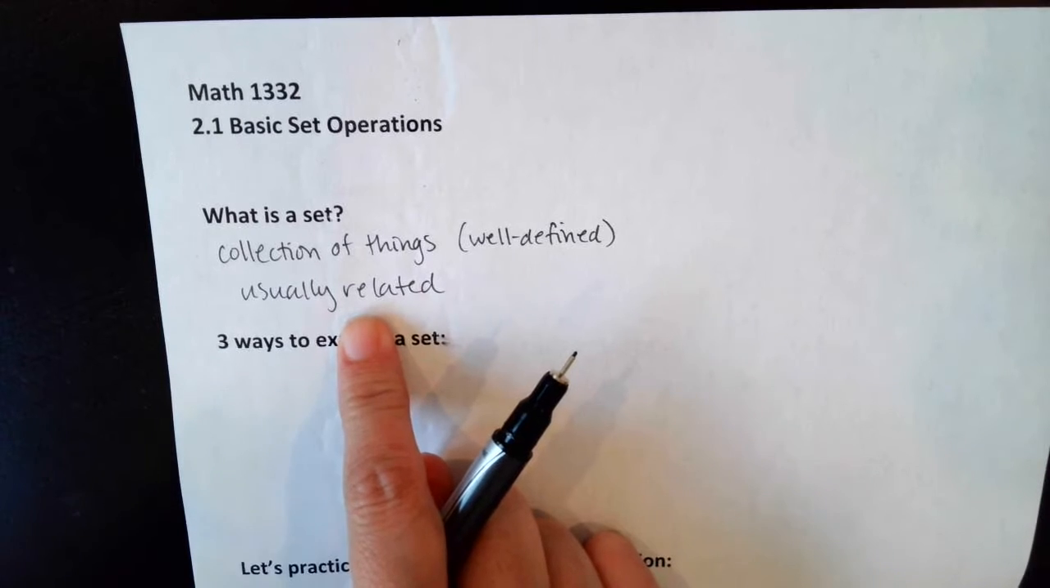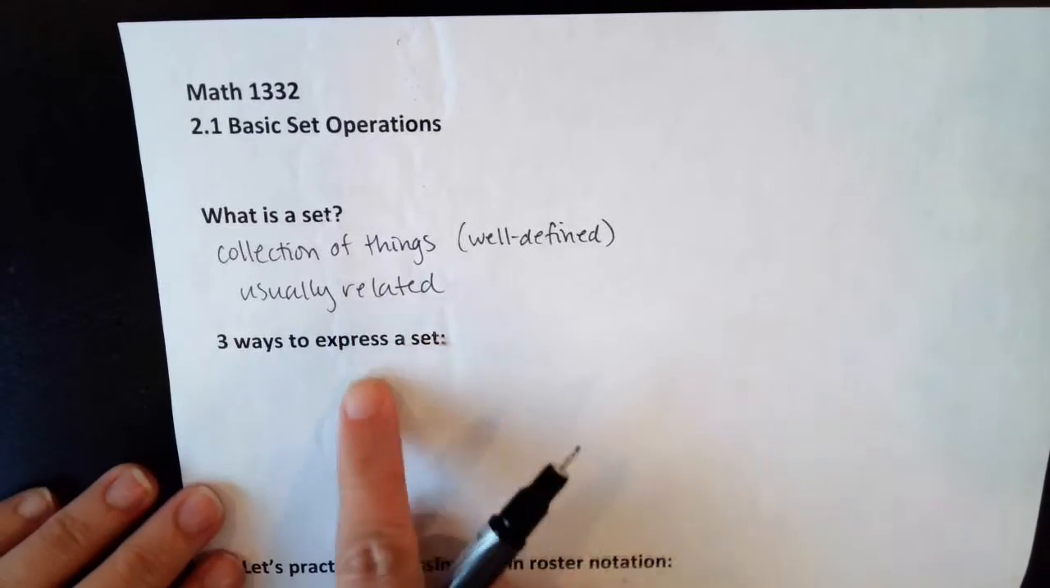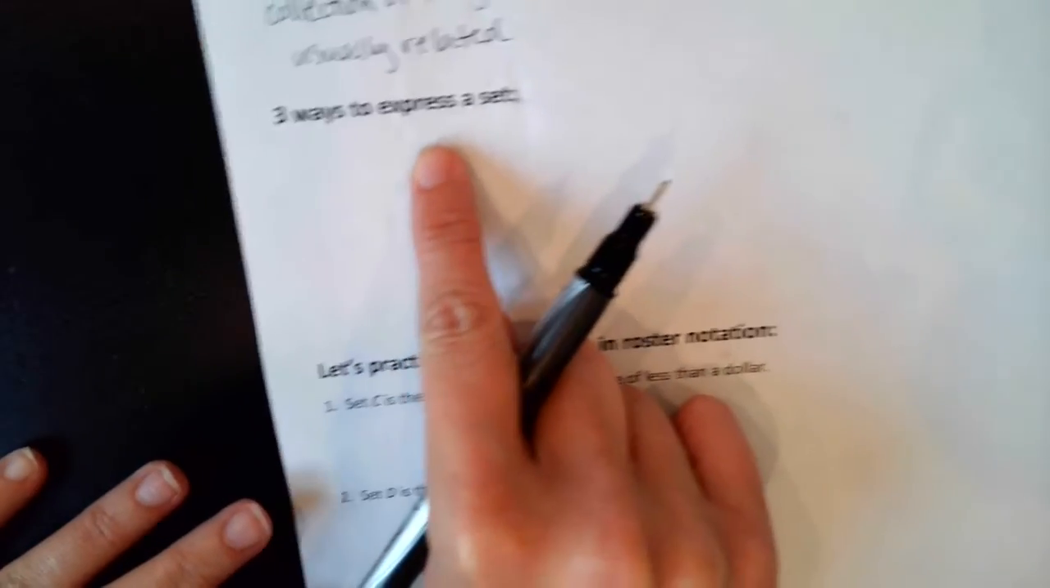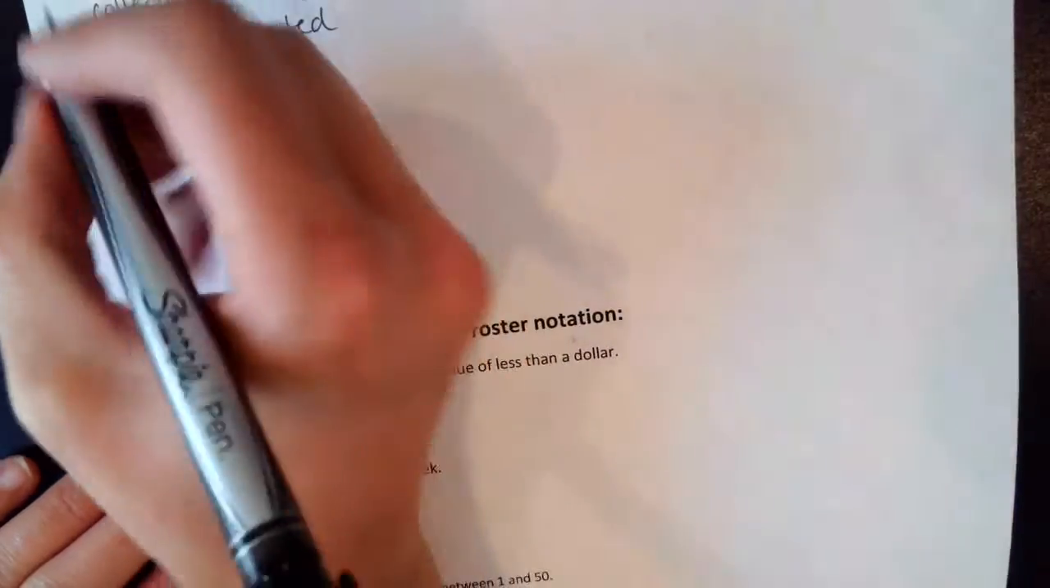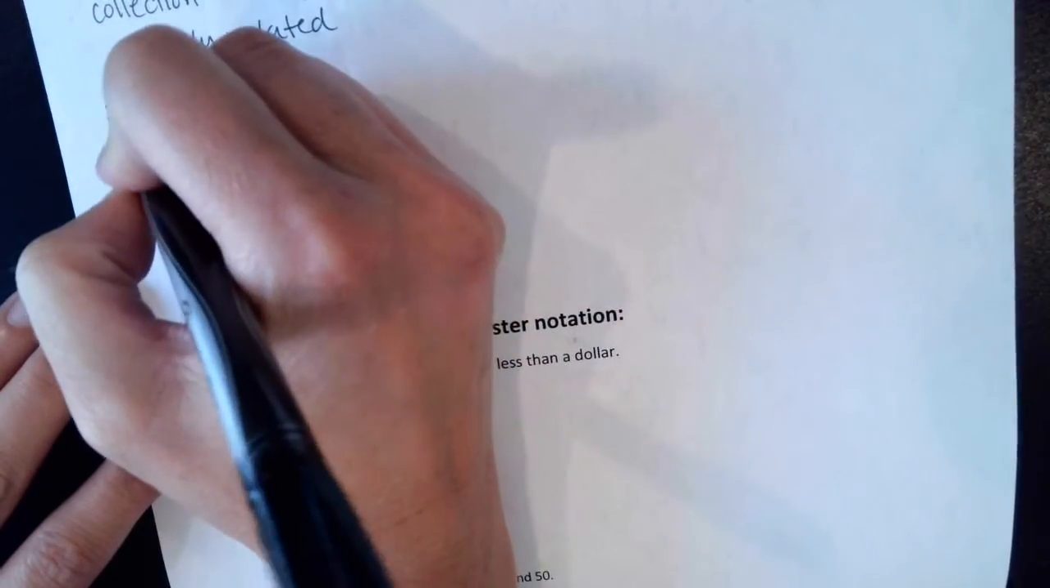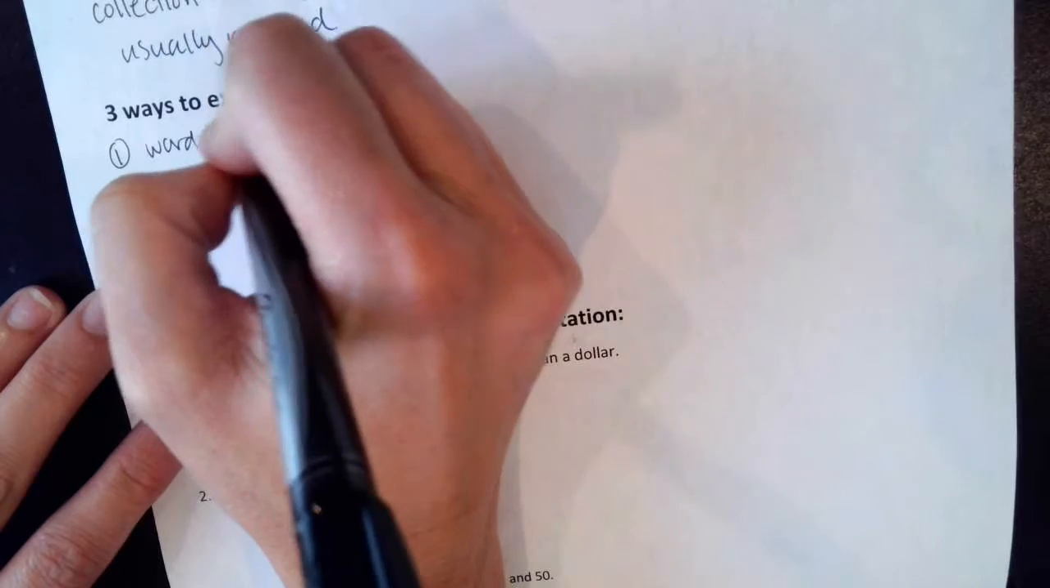Most of the sets we're going to talk about are going to be with numbers, but we're going to use a few with words also just to get used to operating with the sets. So there's 3 different ways to express a set. The first way is you can use a word description.